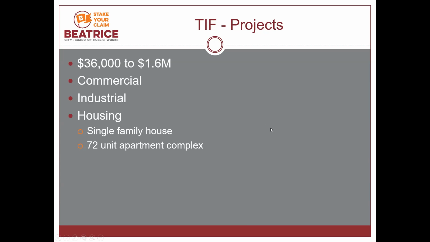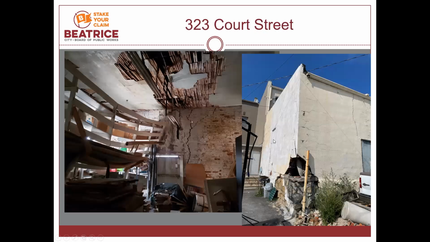On the next slide is an example of some of the projects that we currently have in TIF working here. The first one is 323 Court Street. It's in the heart of our downtown. This building was condemned by the city for 3 years. There's a very long story of what took us 3 years, but ultimately we were able to acquire this property and get it transferred to somebody who's willing to save it.